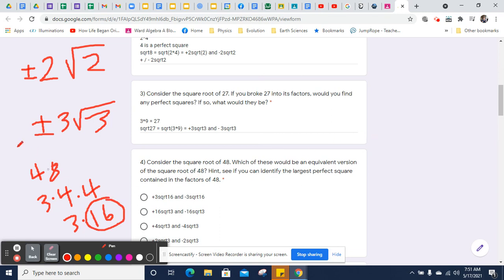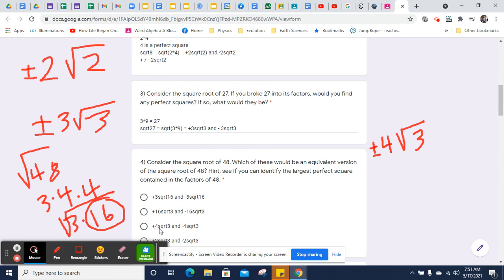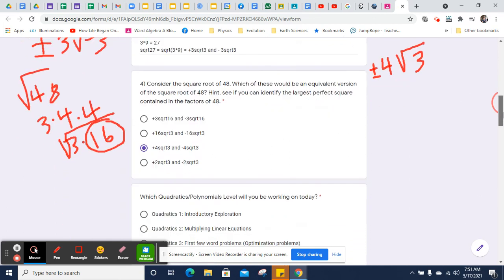So the square root of 48 would be the square root of 3 times the square root of 16. That would be the square root of 3, and we'd have the square root of 16 outside, which would be 4. Okay, but it's a plus and minus version. And so we're going to choose 4 square root of 3 positive and -4 square root of 3. And that will be your answer. And that's where I'll stop. Hopefully that was helpful.